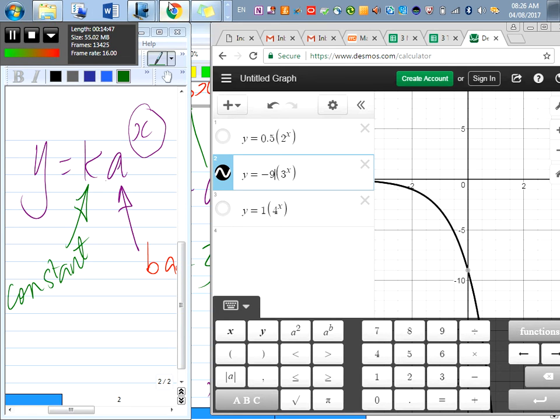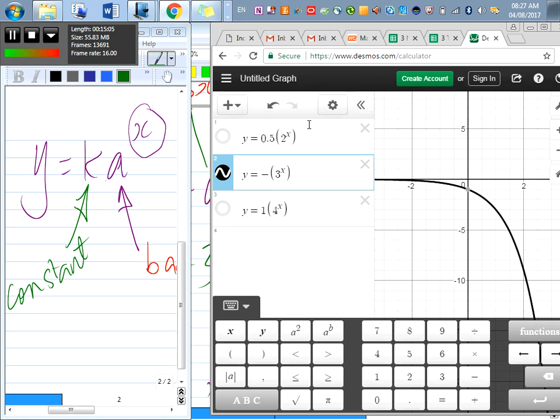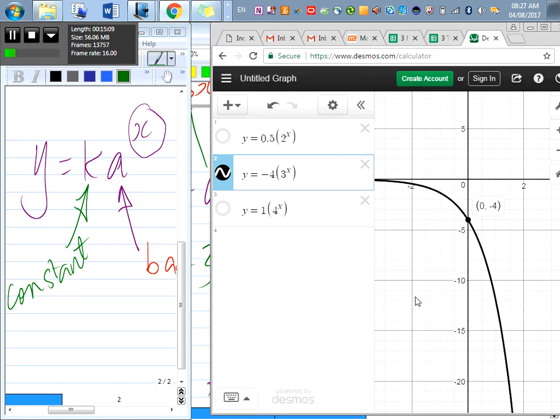Are we able to find the y-intercept in the same way? Yes, we can. For example, when x is equal to 0, what is 3 to the power of 0? 1. 1 times negative 9 is negative 9. I can change this to negative 4. Then my y-intercept will be negative 4. Okay?